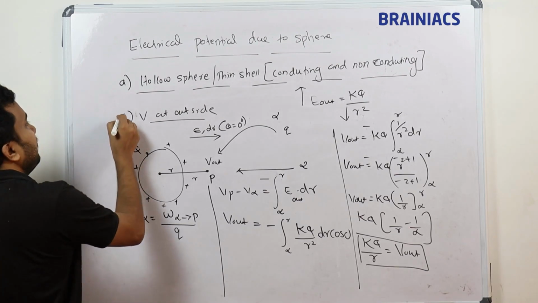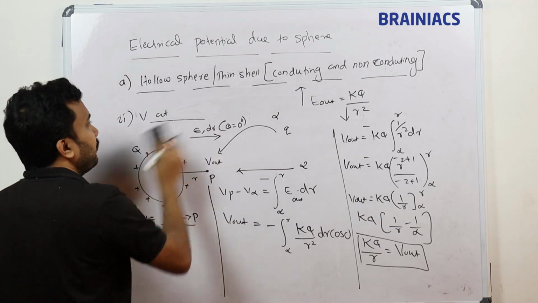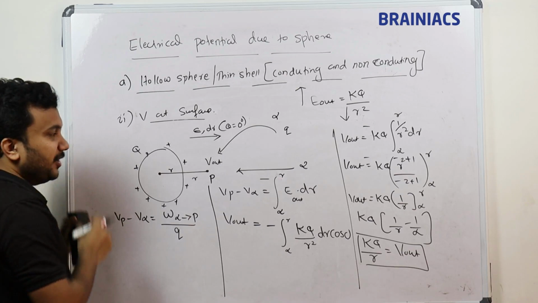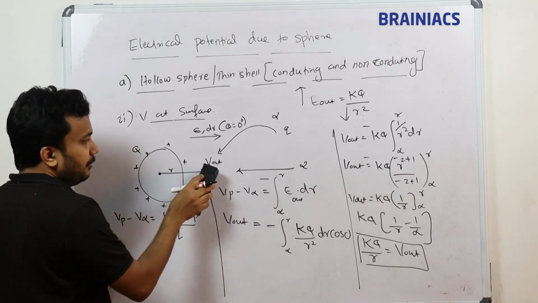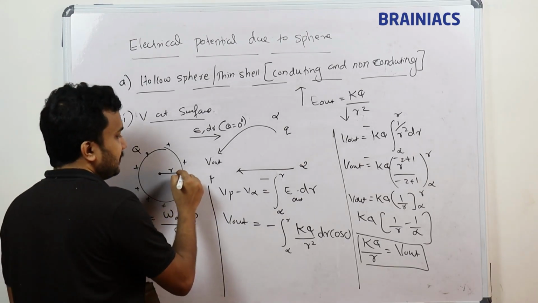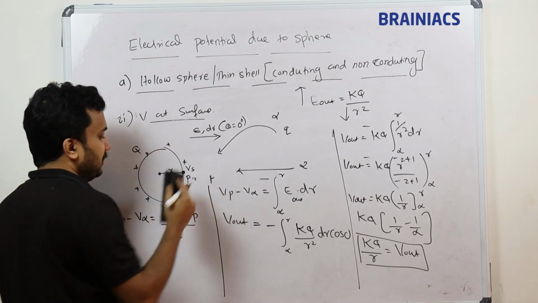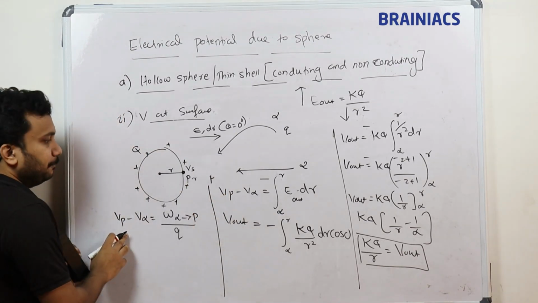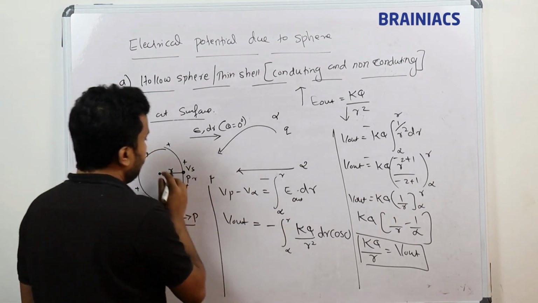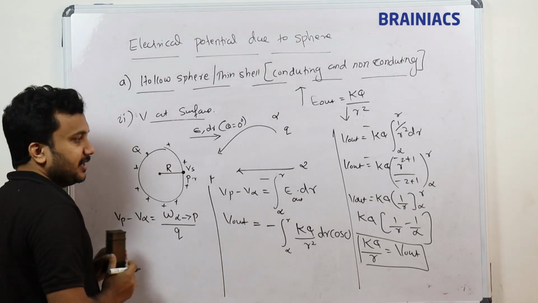The second heading: electric potential at the surface point. So here, what is the only difference? Instead of keeping the point P outside, I am keeping the point P at the surface. So I can say it is surface electric field, surface potential. We are moving from infinity to the point P. Now the distance to the center is capital R.